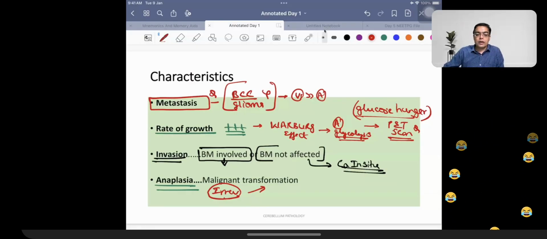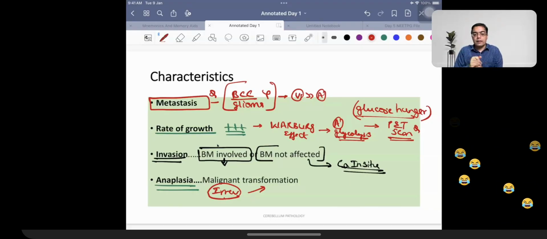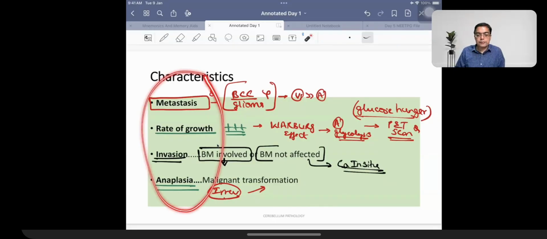So the point is that we are going to be having the presence of normal tissue in which we are going to be having metaplasia. Then we are going to be having the presence of dysplasia, and then we are going to be having the presence of anaplasia. So these are the four characteristics about which you definitely need to have an idea. This is absolutely basic.